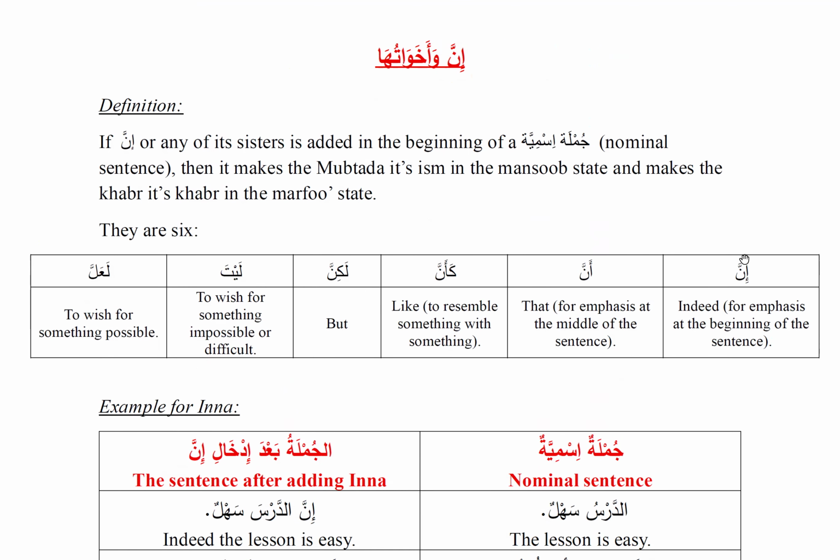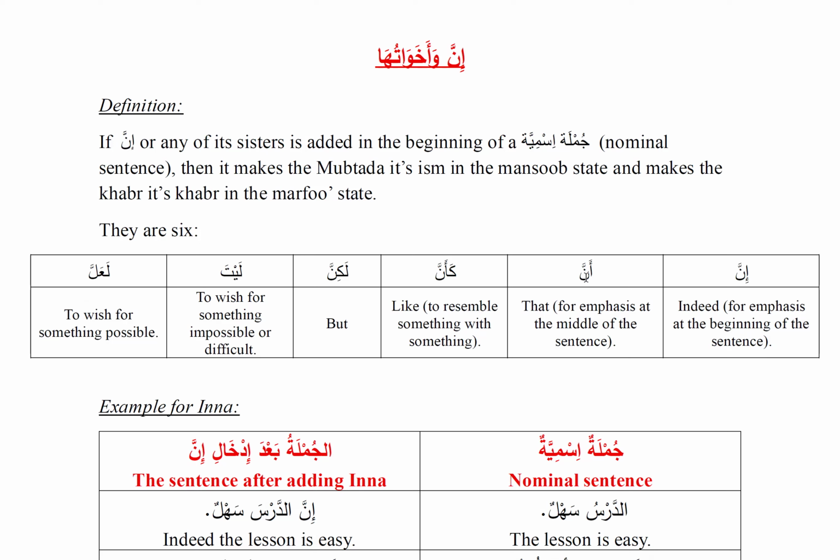Now let's look at the sisters of inna. There's inna, and it has 5 sisters. So in total there are 6 of them, including inna. Let's see the meanings of them. Inna means indeed, and that is used for emphasizing. To emphasize something, we use inna, and it's used at the beginning of the sentence. You do not use inna in a later part of the sentence.